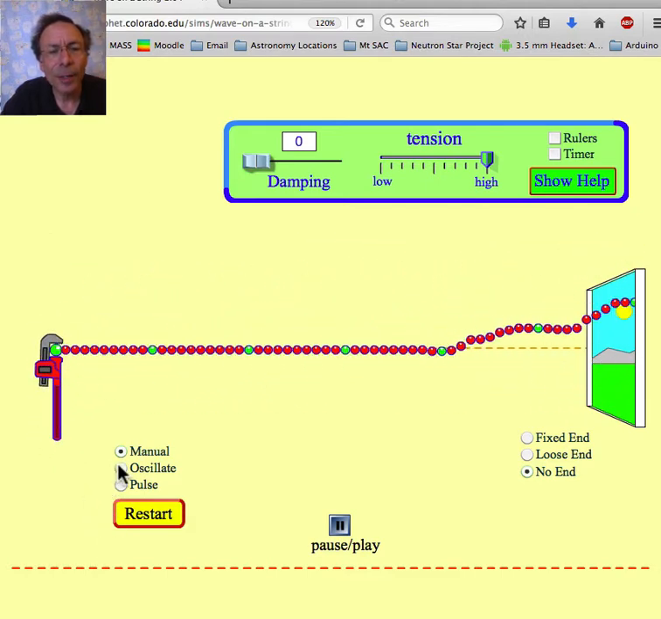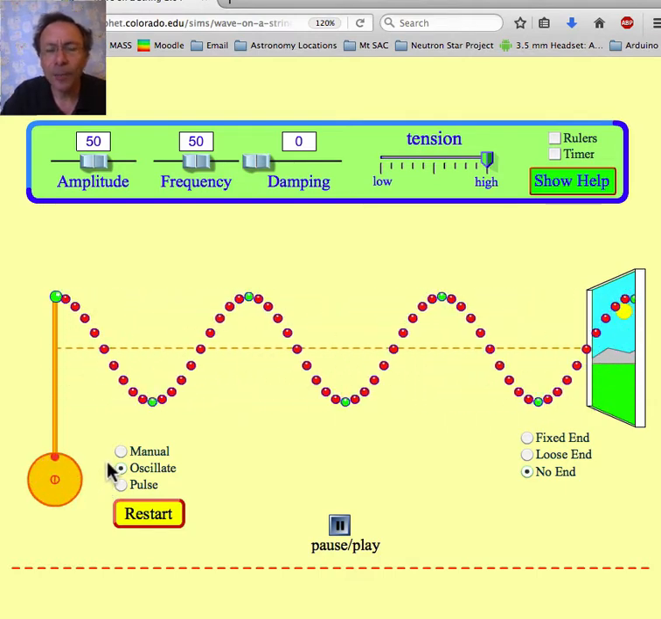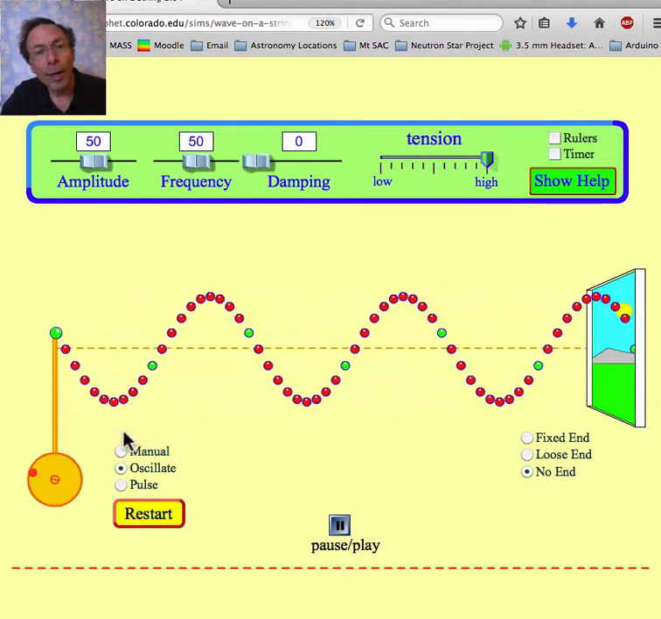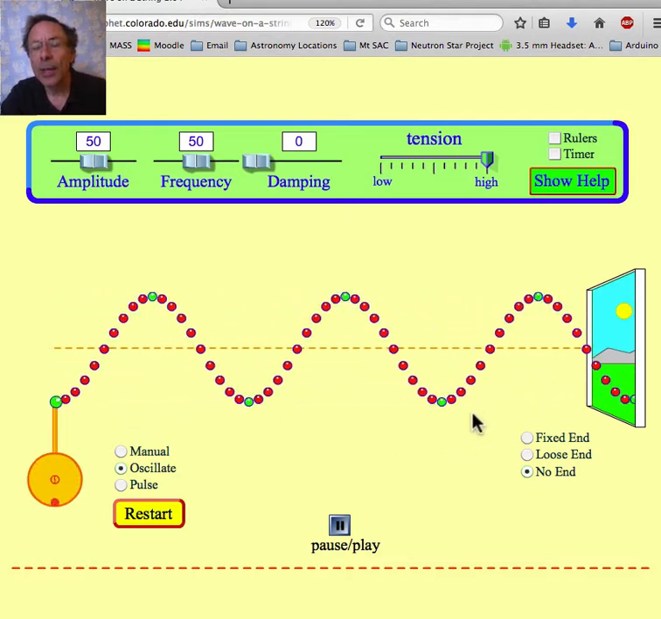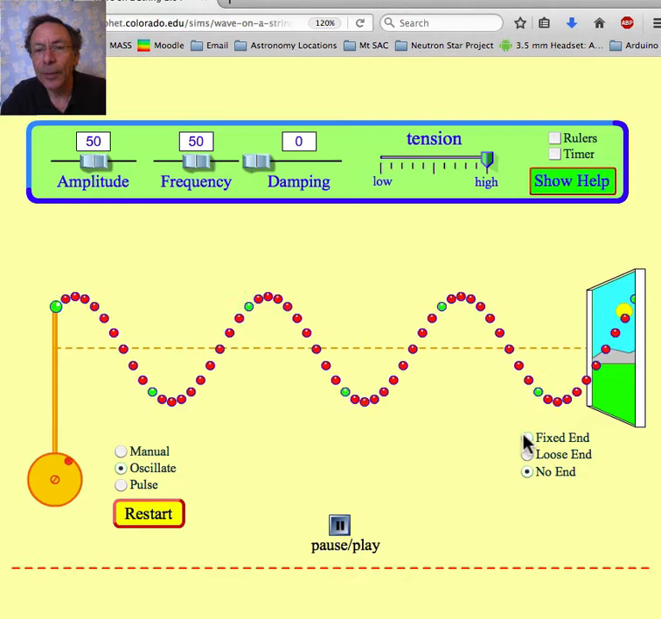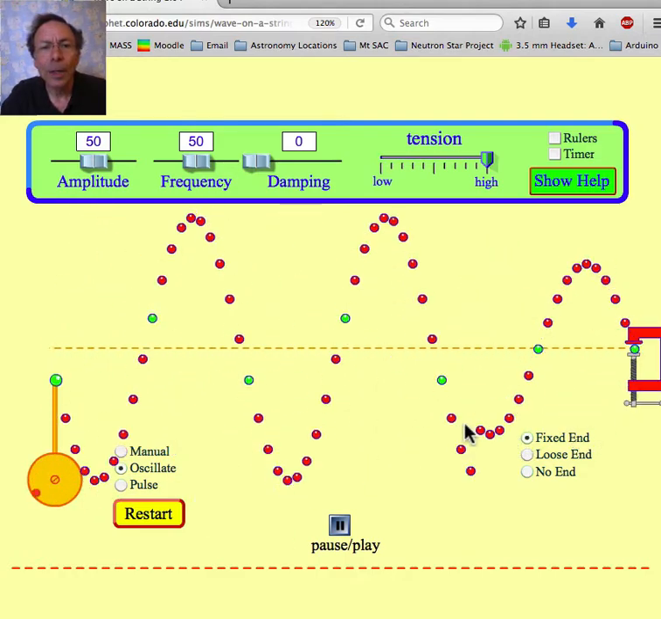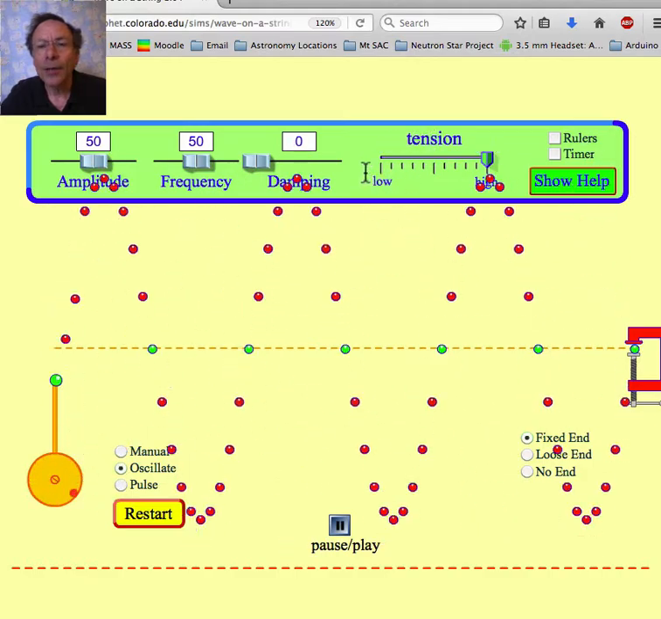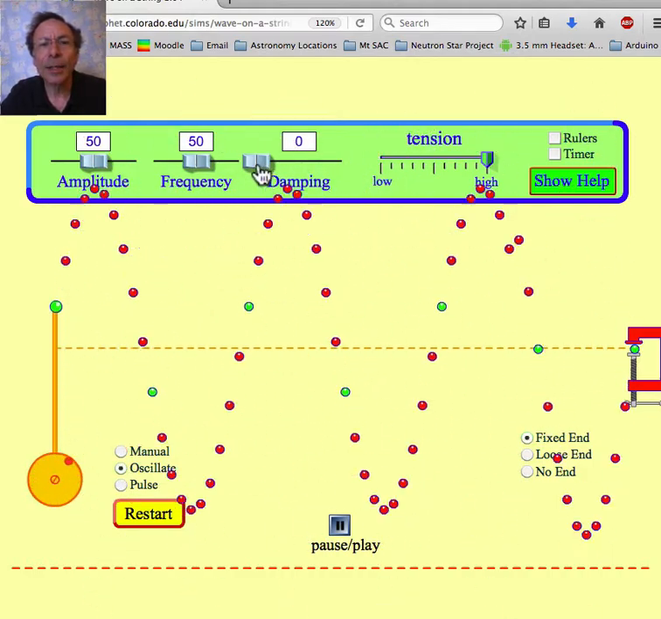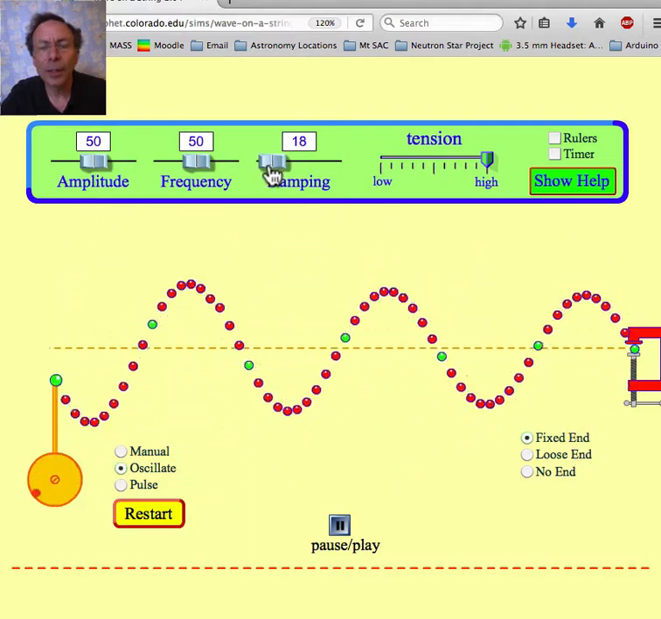I can even make them do this. I oscillate. Okay, so they go out, out, out, out, out. Now, what if the window were closed and we go back to a fixed end? Well, right now there's a bit of chaos happening because there's no friction at all. So let's put a little bit of friction.